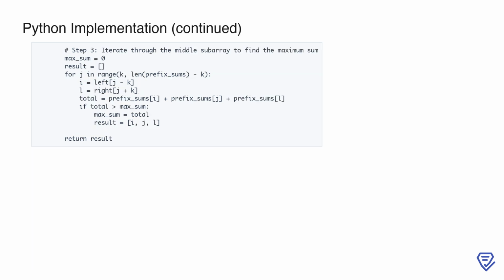Now that we've built the left and right arrays, we focus on the middle subarray. The idea is to iterate through all possible starting indices of the middle subarray and check the total sum formed by the best subarrays from the left, middle, and right sections.